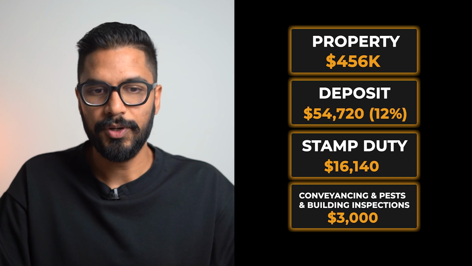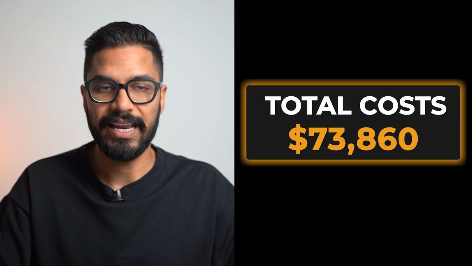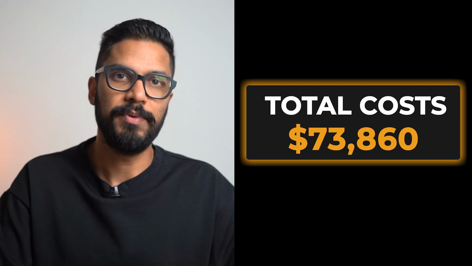It also helps you reduce that LMI figure as well. The stamp duty in this state was $16,140. The conveyancing and the pest and build came to about $3,000. So in total, to acquire this property, it was actually going to cost $73,860. And then on top of that would have been the buyer's agency fee.